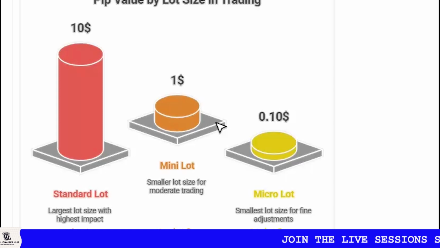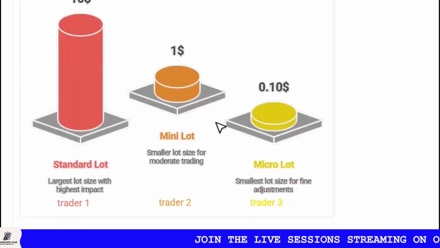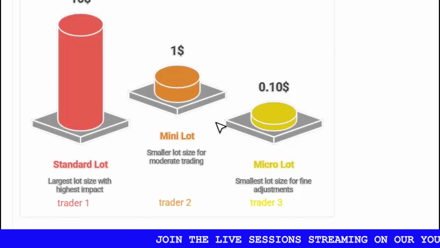Trader 1, who used the standard lot size, is going to get $10 as a profit or as a loss. Trader 2, who used the mini lot size, is going to get $1 as the profit or the loss. Trader 3, who used a micro lot size, is going to get $0.10, either as a loss or a profit after the same pip movement.